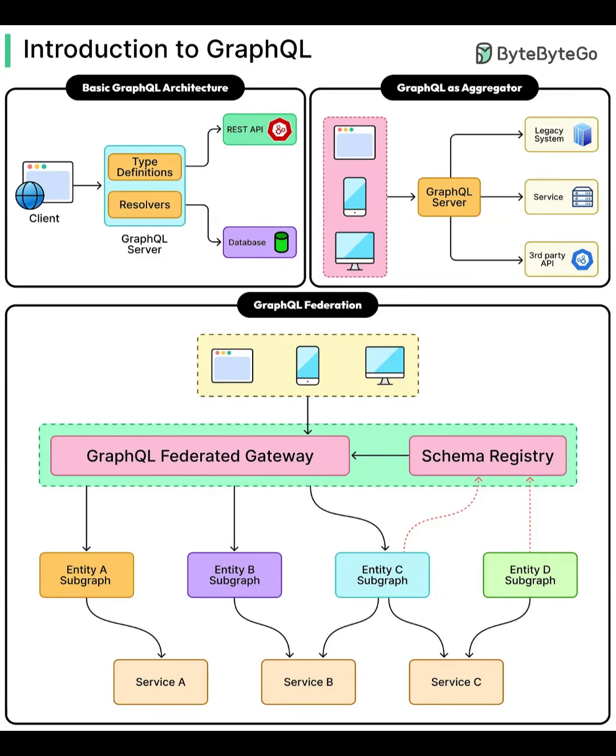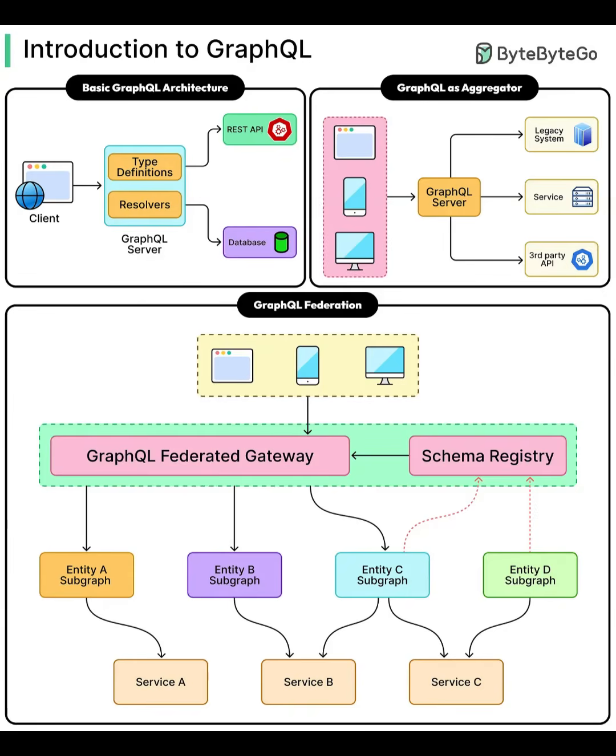Federation: one graph, many teams. As organizations scale, a single GraphQL server becomes a bottleneck. Federation splits the graph into subgraphs, owned by different teams, while exposing a unified API. A GraphQL federated gateway composes subgraph schemas into one supergraph at runtime or build time, routing incoming queries to the right services. A schema registry stores versions, validates composition, and prevents breaking changes before they hit production.